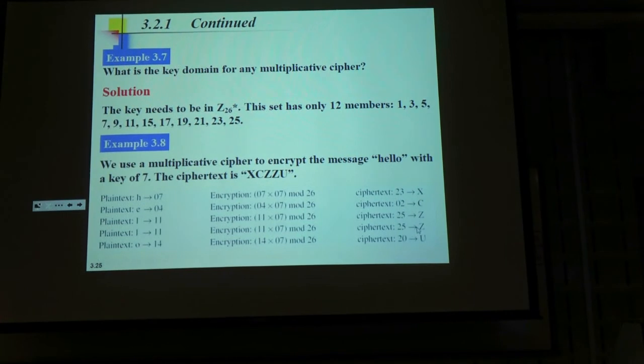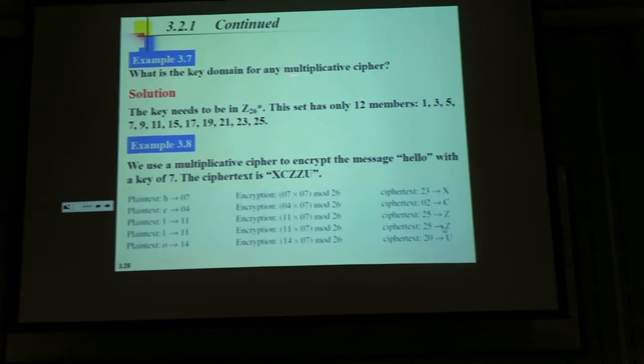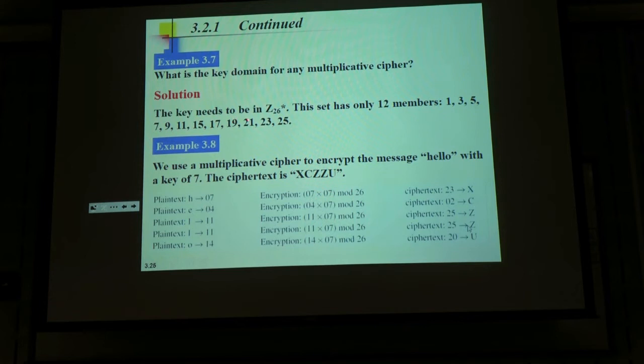So what is the key domain for a multiplicative cipher? The key needs to be in Z26, and this set has 12 numbers. These are the only numbers in Z26 that have multiplicative inverses. Not every number in the set has one, so these are the only options for the keys. Same thing we did before: here we multiply by 7, and to reverse it, you have to multiply with the inverse of 7.